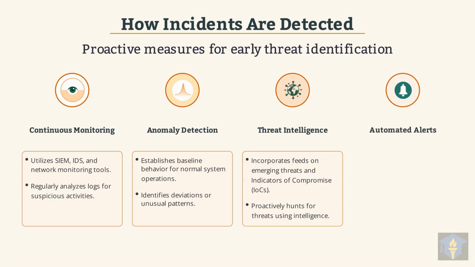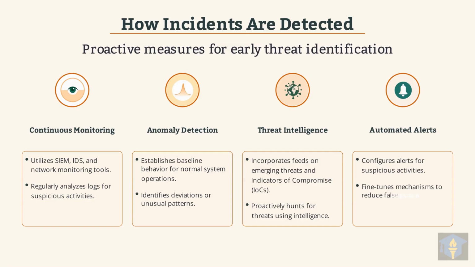Finally, automated alerts are essential for immediate notification when something suspicious occurs. We configure alerts for specific suspicious activities or predefined thresholds that indicate a potential problem. It's also vital to fine-tune these mechanisms to reduce false positives, ensuring that alerts are truly actionable.